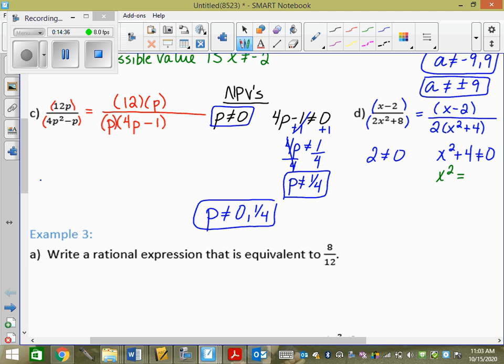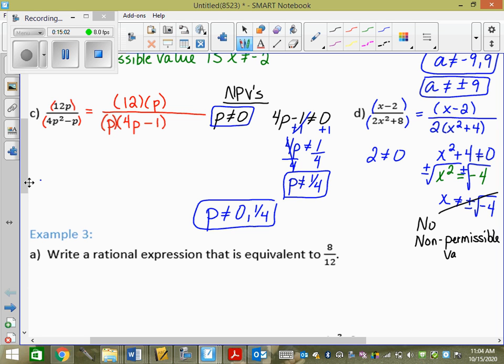So I'm going to go x squared equals negative 4. And then I'm going to square root it. And when I take the square root, I take the plus or minus. So I have x cannot equal plus or minus the square root of negative 4. Can I take the square root of a negative? No. Nope. So no non-permissible value.